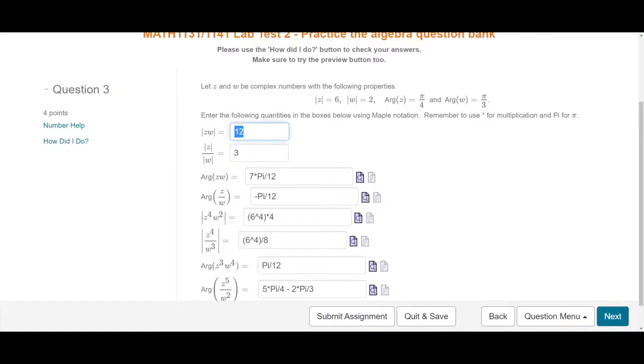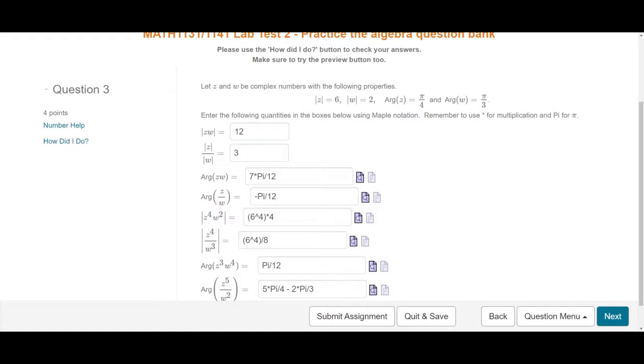In fact, if you wanted to, you can just go, oops, don't do that. Oh, okay, you can't check that one. All right, I want a number, fair enough. Okay, so 12. And what about Z, the modulus of Z divided by W? Well, that's 6 divided by 2. Okay, yeah.